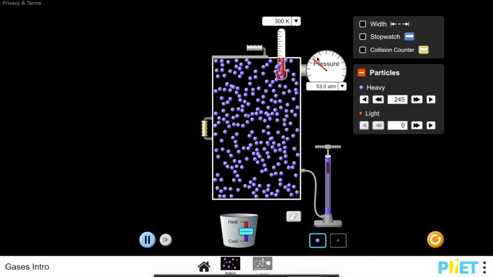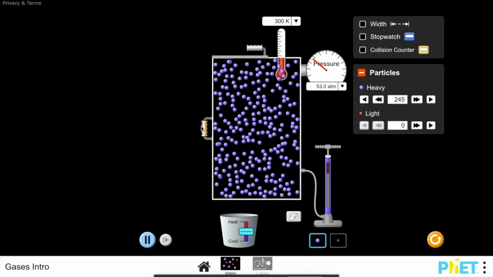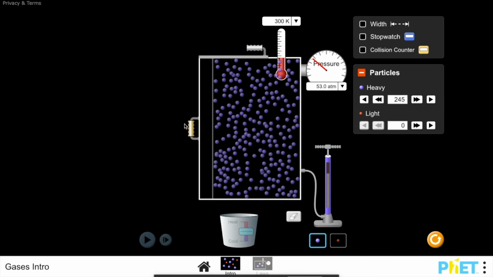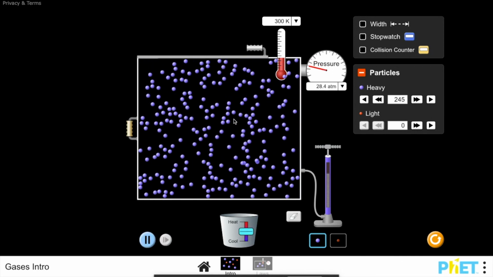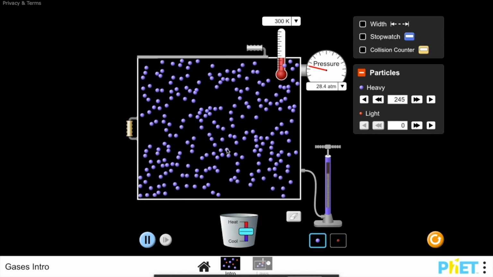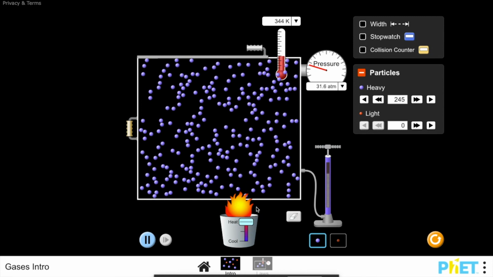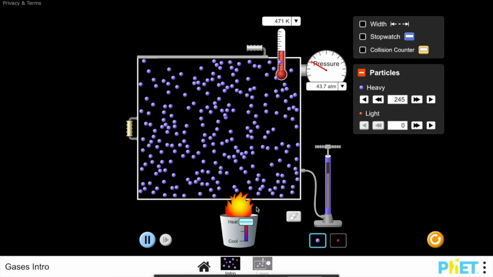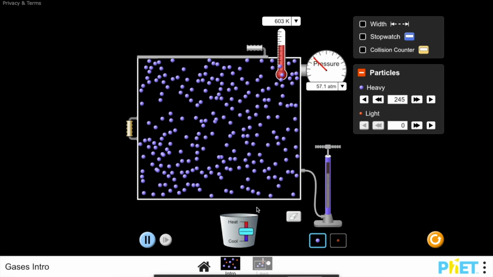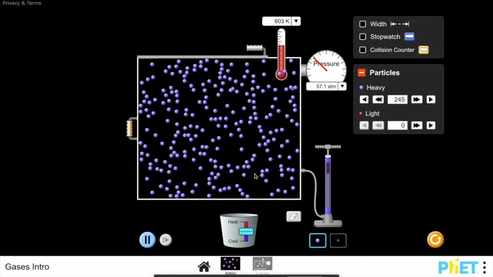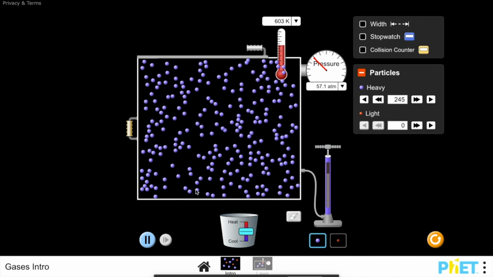That should make the pressure go up, and it does. Now, what happens if I shrink it? Again, if I shrink it, you would imagine that now collisions become less frequent, and so pressure goes down. Let's increase the temperature. Look at what happens to the pressure. Why would that increase the pressure? I'm adding more kinetic energy.